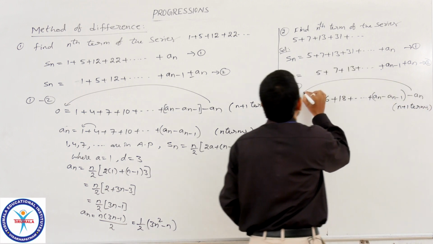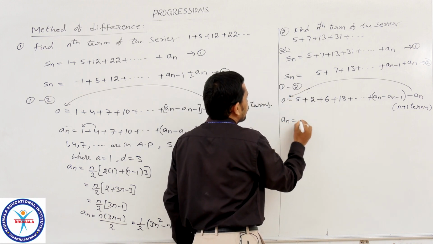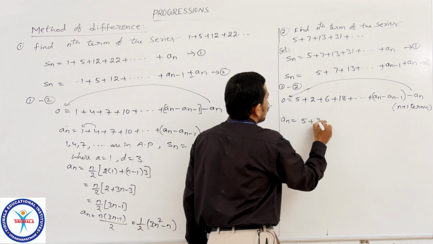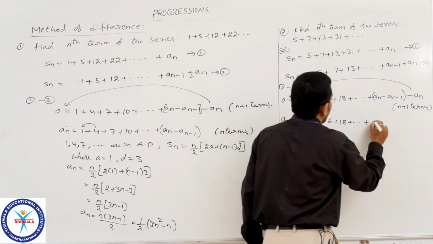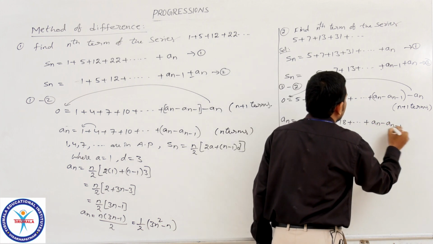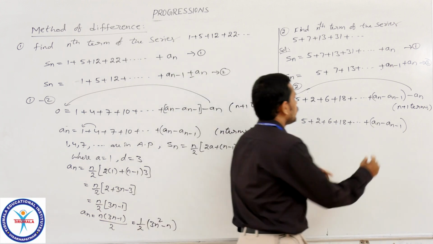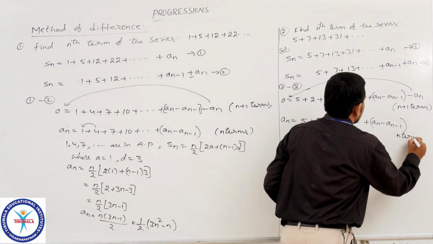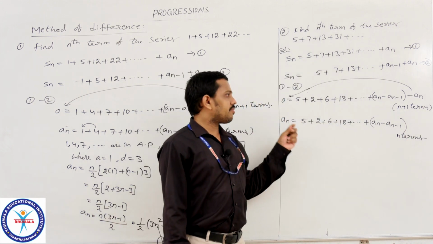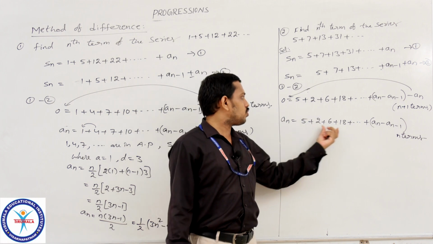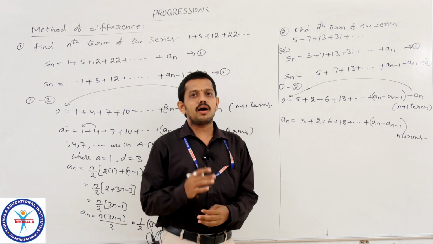Now, by taking An on the left side, so An is equal to 5 plus 2 plus 6 plus 18 plus and so on plus An minus 1. So, how many terms are there now? n terms. Now, here we will check whether the difference or ratio between any two consecutive terms in this series is either in AP or GP.